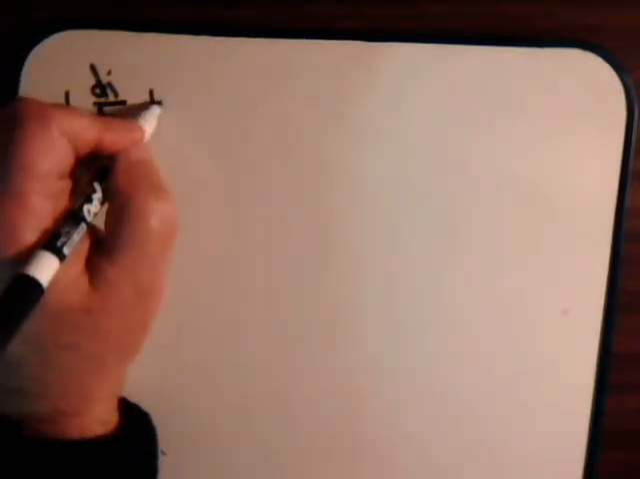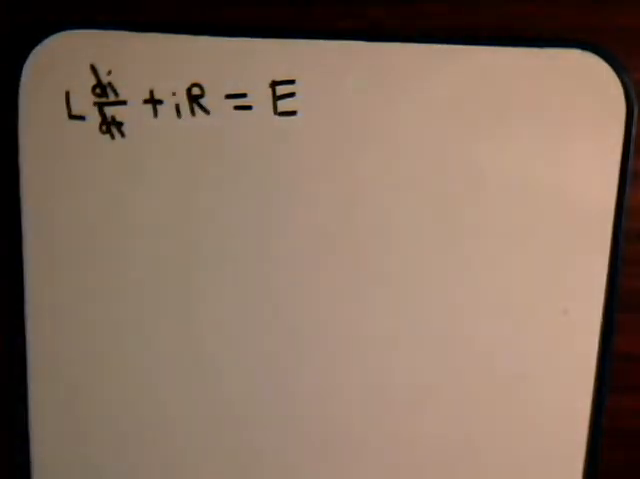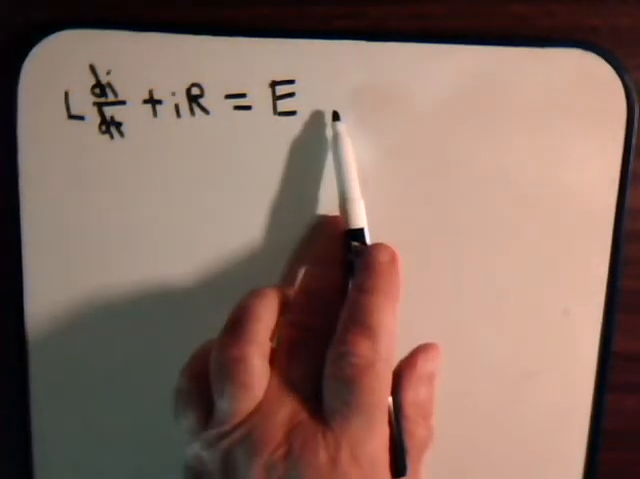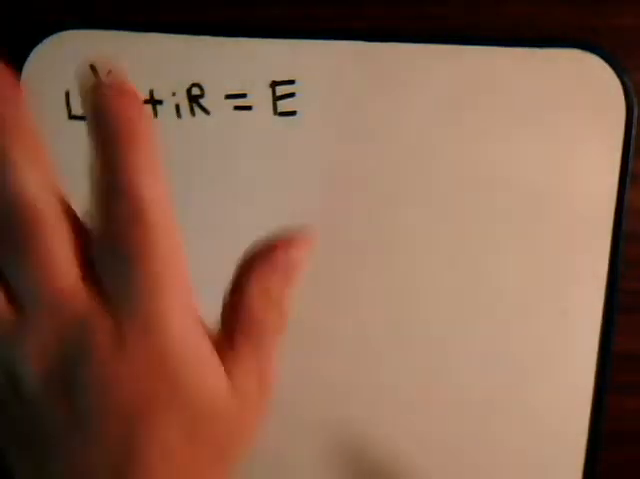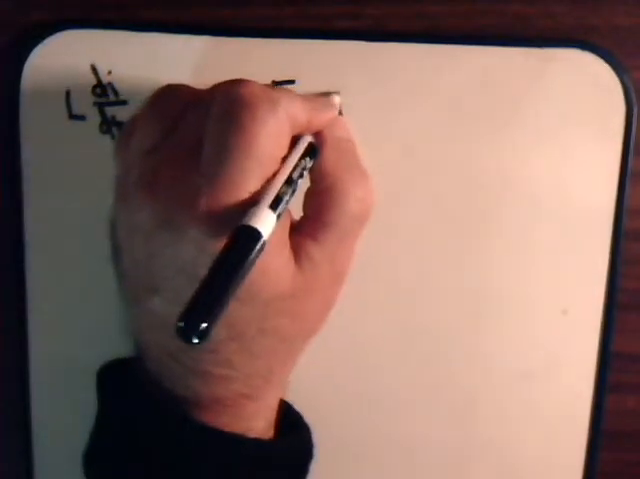So we had L times di/dt plus I times R equals E. And we're going to solve this. So the first thing we can do, it might not seem obvious as a first step, but we're just simply going to take this over to this side of the equation. So we have L times di/dt equals E minus I times R.